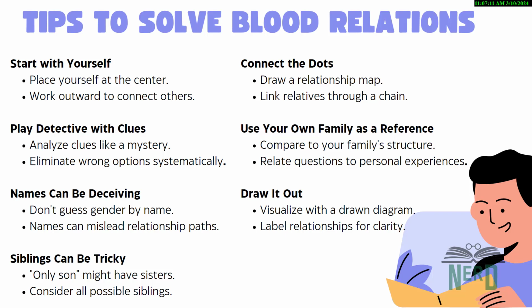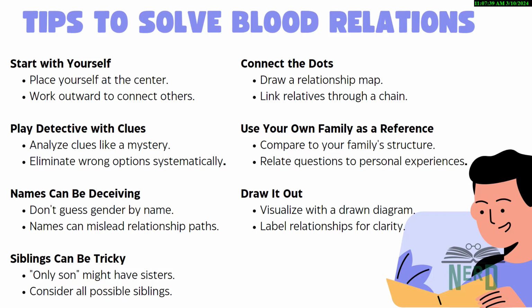Then tip 4, siblings can be tricky all the time. Mostly you get the question wrong when they talk about siblings. So in the world of family mystery, only son or only daughter means what? They don't have other siblings, right? They are the only child of that gender, so they can have siblings of a different gender. So if the clue says Jordan is Mike's only son, then Mike might also have a daughter. So connect the dots, very important.